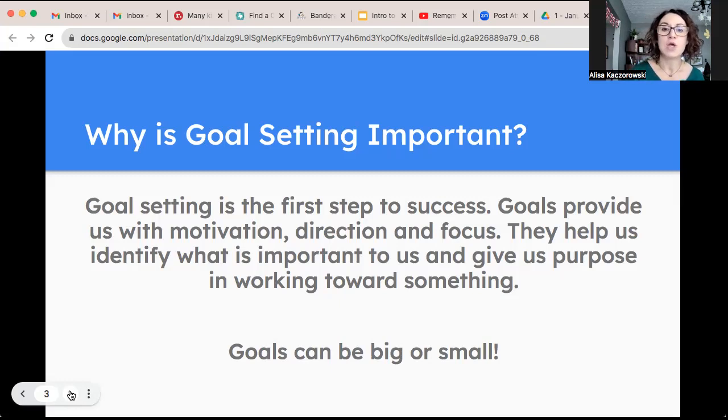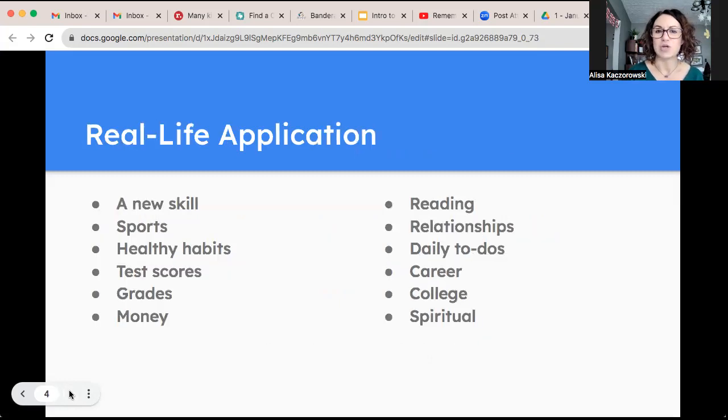That's okay. So how does this really apply to the real world? I know with kids, they often ask that question, right? Well, why is this important to my real life? Well, let's think about it. Think about the things that we set goals around. Again, whether we do that formally or informally doesn't really matter.